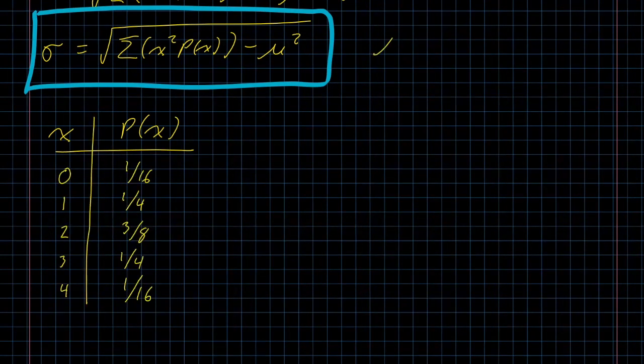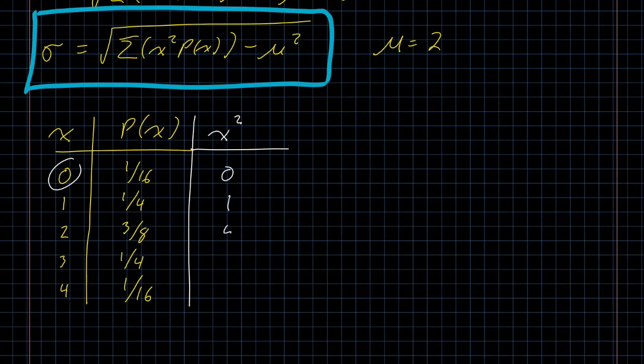Remember from what we saw before that mu in this case is 2. And then start building out the variables that we need to use this formula. We need not just x, we'll also need x squared. So if I go through and I square each of these x values, 0 squared is 0, 1 squared is 1, 2 squared is 4, 3 squared is 9, and 4 squared is 16.